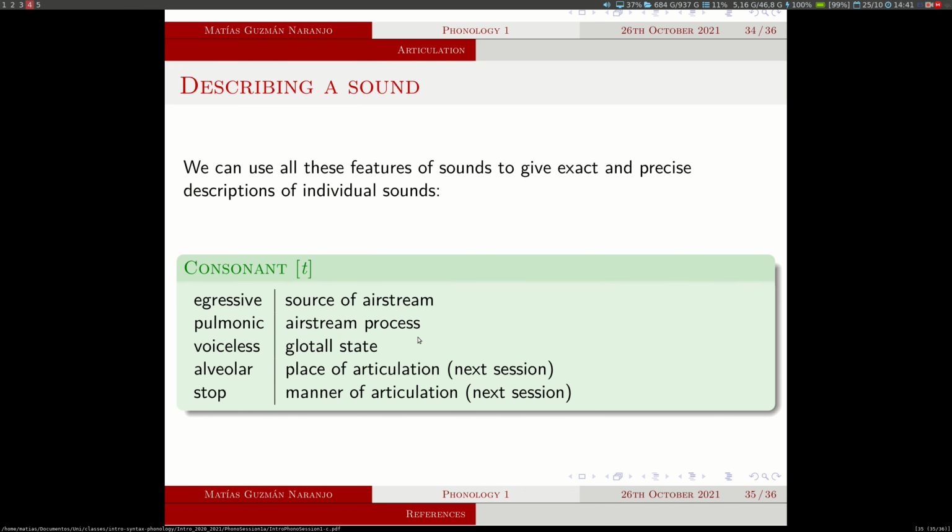Now with all this we can give exact characterizations of individual speech sounds. Here's an example of the characterization of T. It is egressive because the source of the airstream is egressive pulmonic. It's pulmonic because we use the lungs for this. It's voiceless because the glottal state is voiceless. It is alveolar because the articulation happens at the alveolar ridge. And it is a stop because that's the manner of articulation. And we will learn about this during the next session.